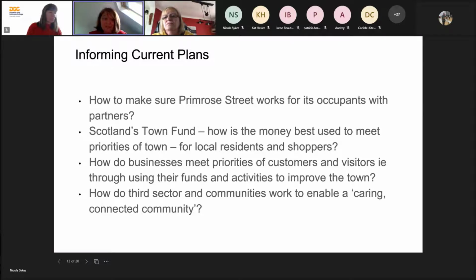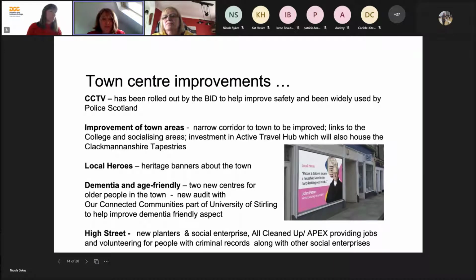And how do the third sector and communities enable us to create a caring, connected community better? This actually happened in a number of ways. These are things that happened because of the results of the Place Standard tool. Number one, the Business Improvement District invested heavily in CCTV cameras, and they've been widely used by Police Scotland, and there's been a significant reduction in crime in the town centre. So, immediate impact and investment in that.